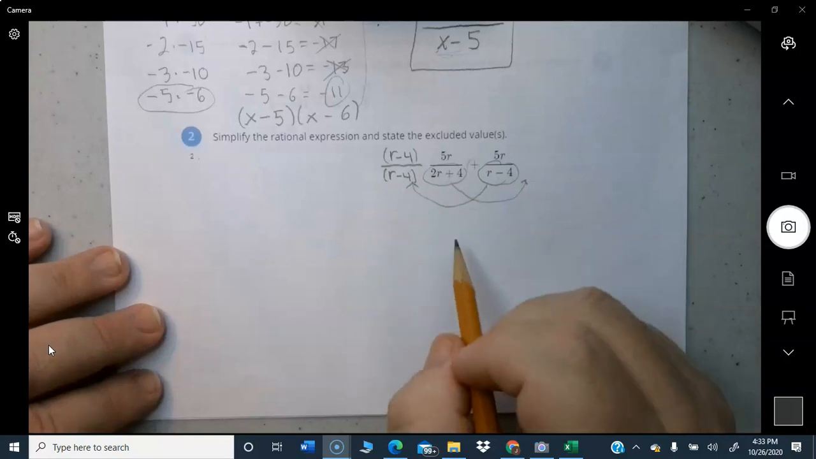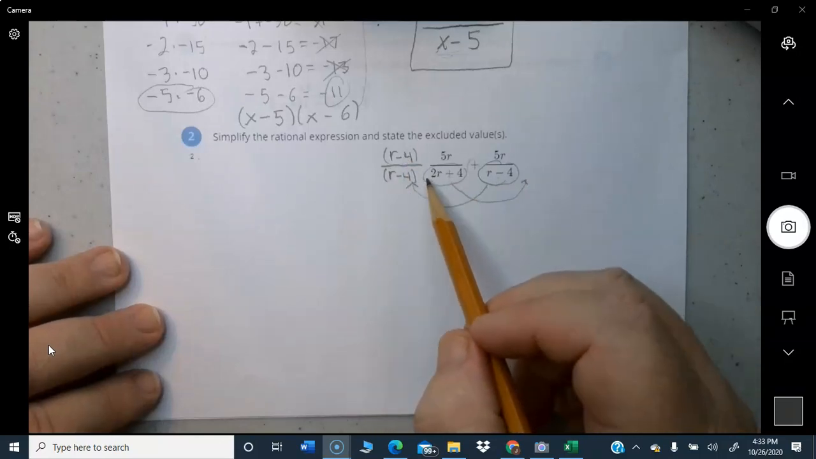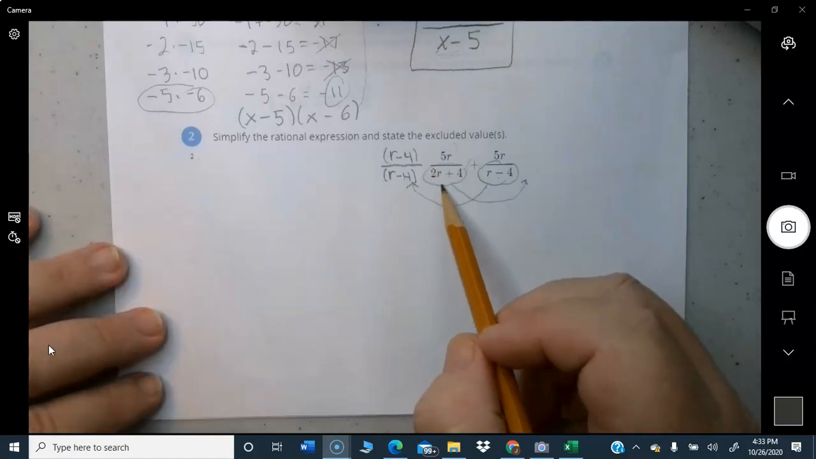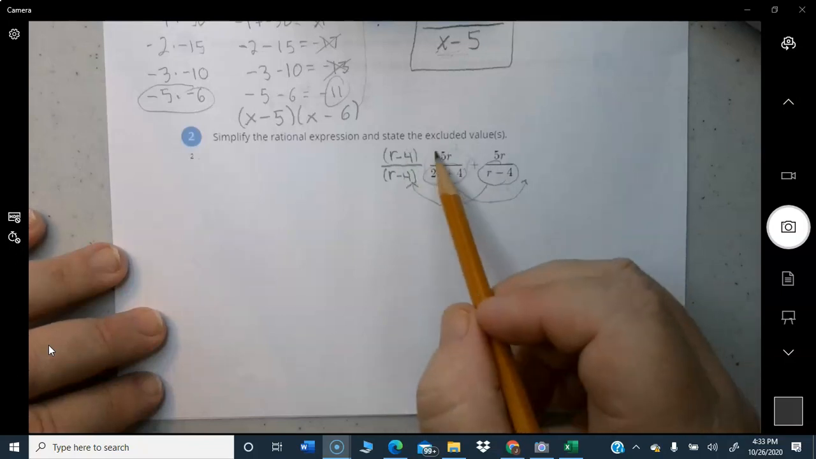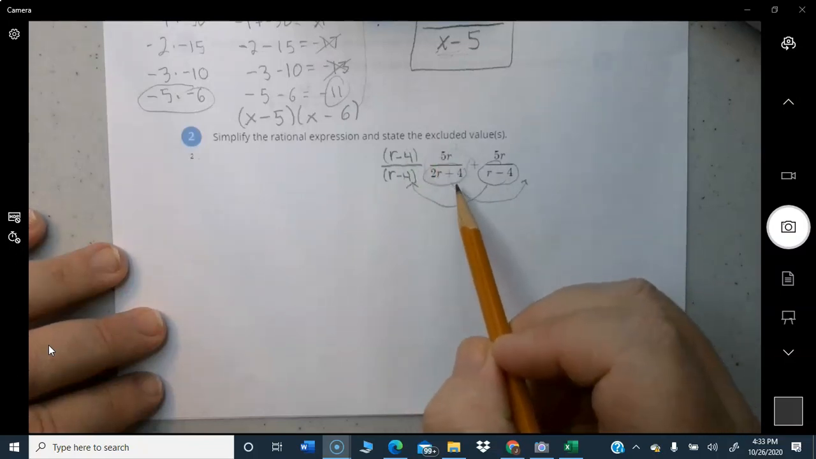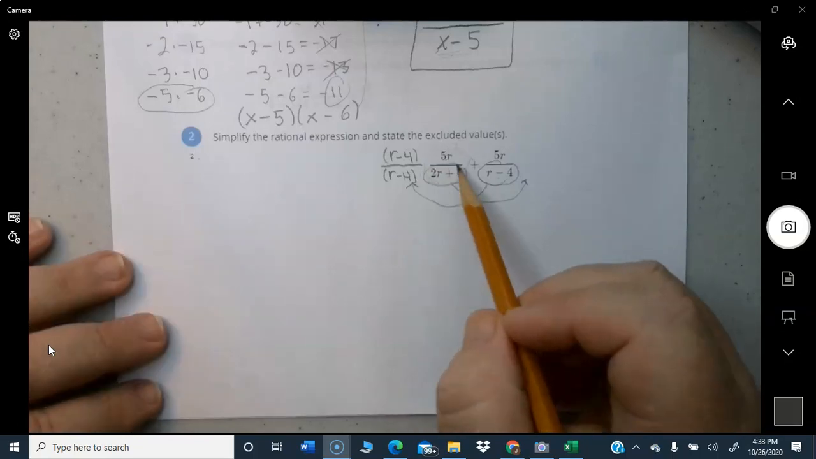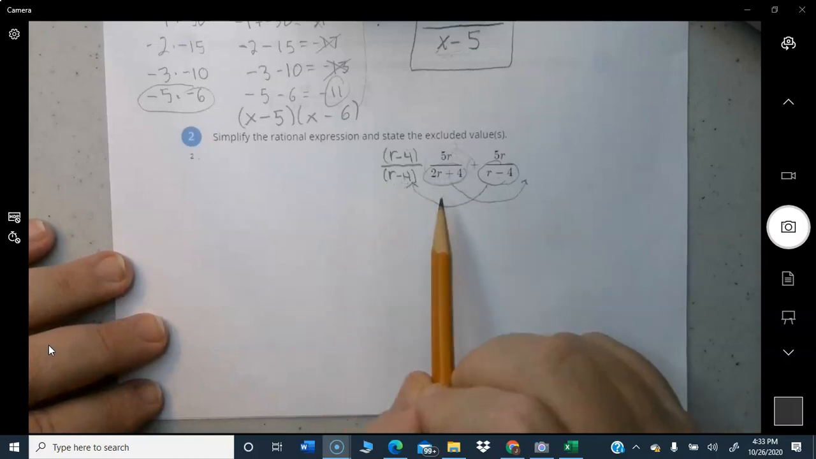Now you're wondering, is that legal? Well, r minus 4 over r minus 4 is simply 1. And 1 times anything is itself, is that thing. So 5r over 2r plus 4 times 1 is equal to 5r over 2r plus 4. Okay, so yes, that is legal. You can multiply this by 1 and it still equals its same value. But what we've done now is we've started to put a common denominator together here.